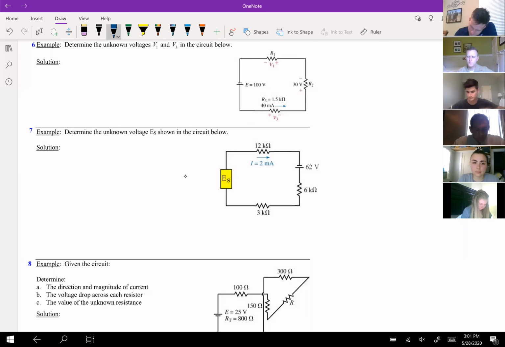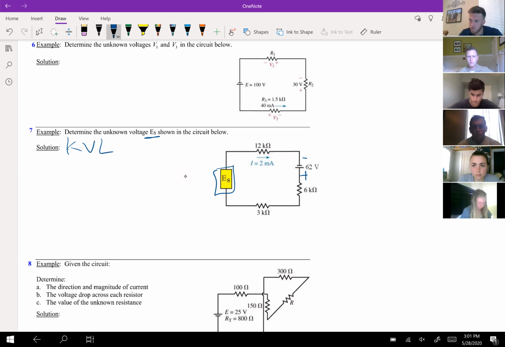Okay, so for this first one, we're going to find ES. So we're looking for this component right here. We're going to use Kirchhoff's voltage law, right? What goes up must go down. We see we have a voltage source here. This has to be the positive and the negative side.